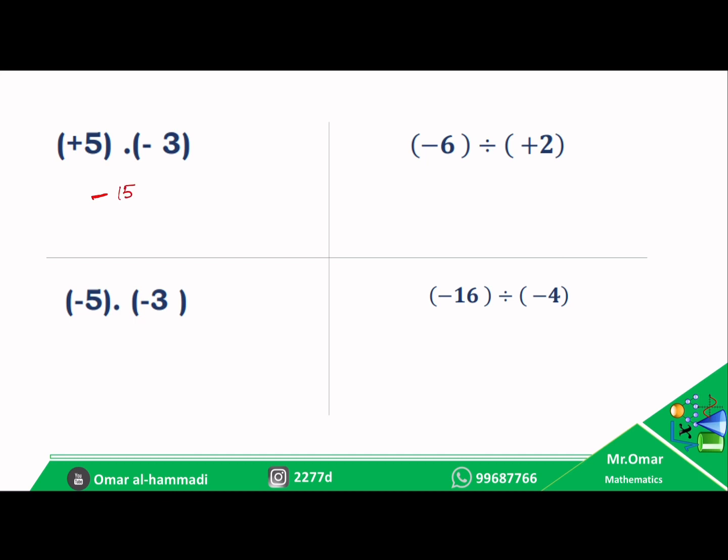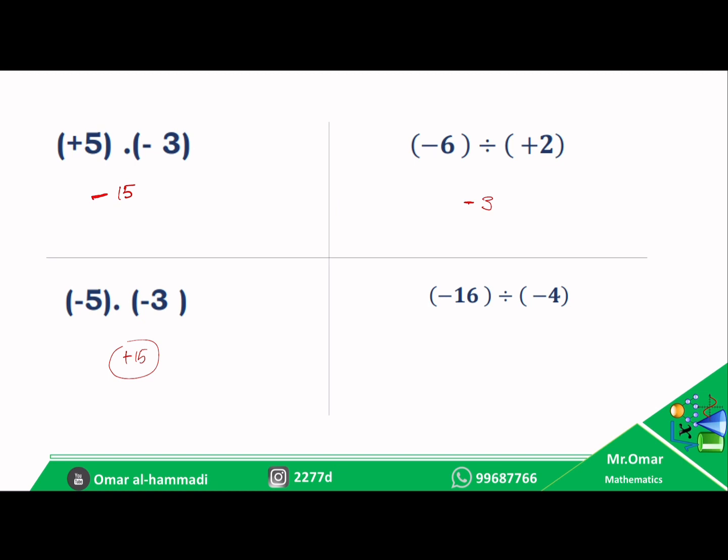Here we have some examples. 5 dot minus 3. Positive and negative will give us negative. 5 dot 3 is what? 5 multiplied by 3 is 15. And again here, minus 6 divided by plus 2 will give us minus 3, because minus and positive is minus, and 6 divided by 2 is 3.